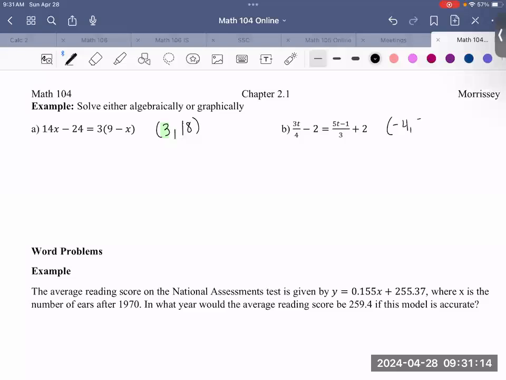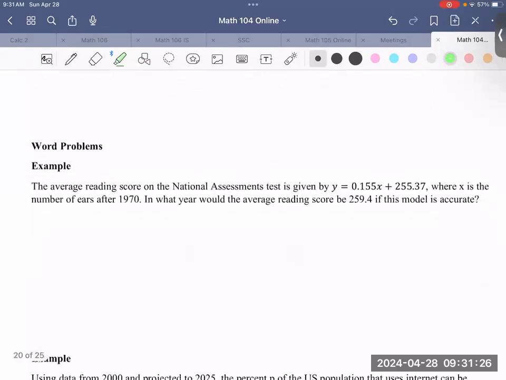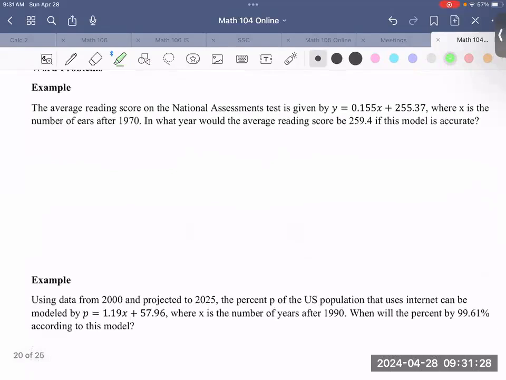And there you go. I really do encourage you guys to try it on a graph at some point if that is not your go-to, just to double check your work. All right, now let's look at some word problems.